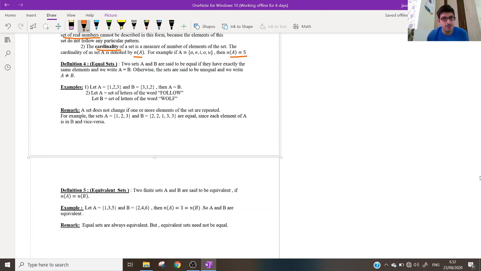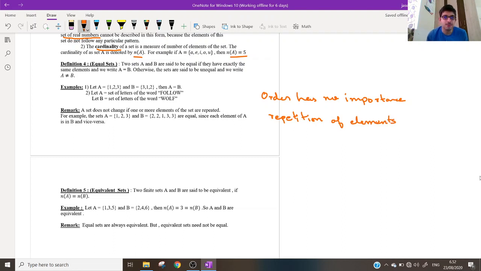Two points to be noted here. Order has no importance when we are writing the elements of a set. The second point is repetition of elements. We will not repeat the elements, and order has also no importance.